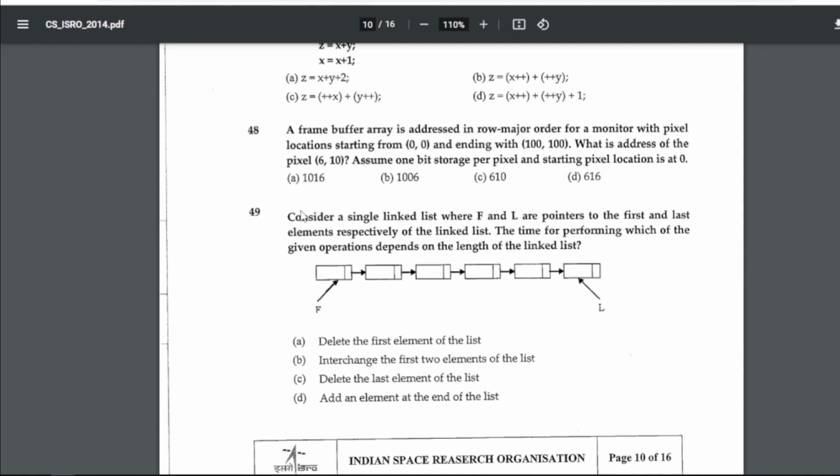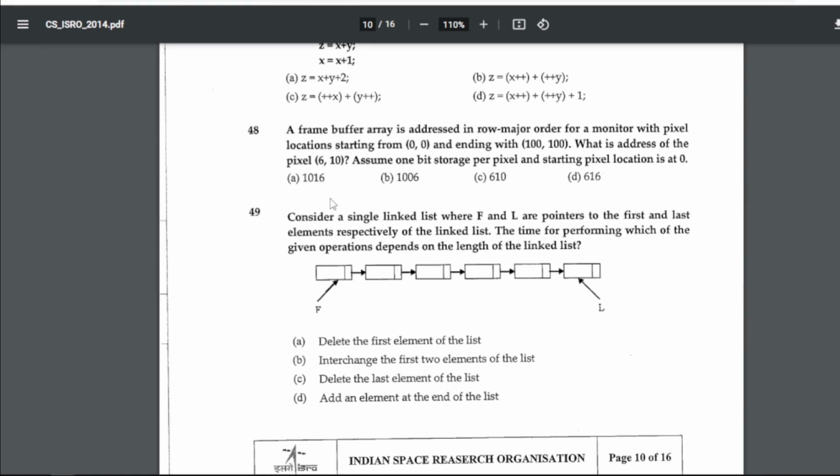48 is: a frame buffer array is addressed in row major order for a monitor with pixel locations starting from 0,0 and ending with 100. What is the address of the pixel 6,10? Assume 1 bit storage per pixel and the starting pixel location is at 0. Right. So for 48, if you solve this, you will get the answer as A, that is 1016.